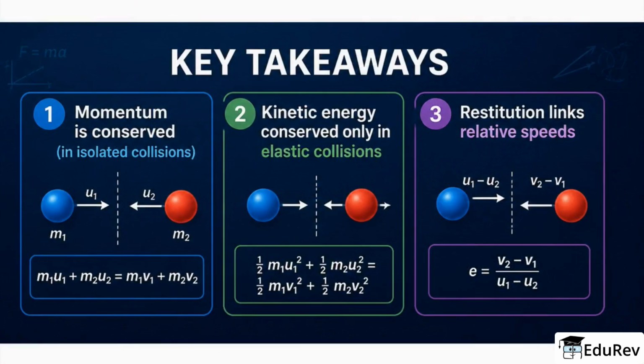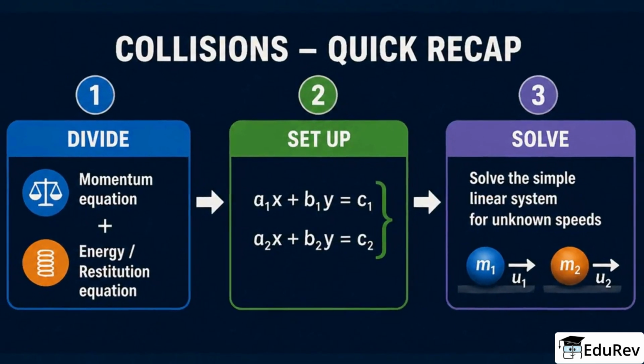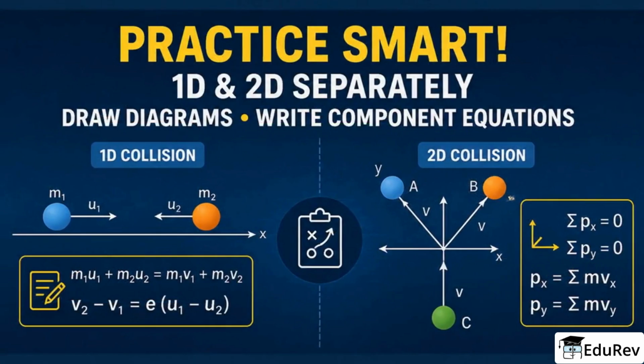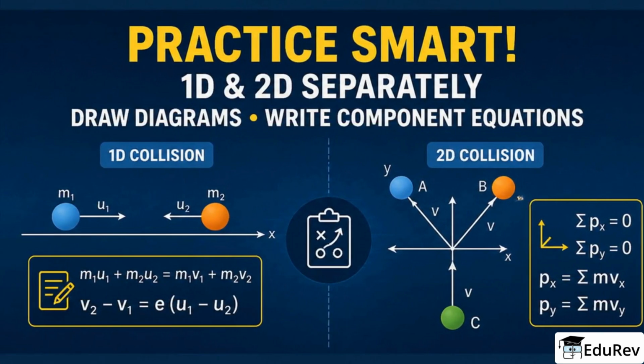So what do we learn from this? Momentum is always conserved in isolated collisions. Kinetic energy is conserved only in elastic cases, and the restitution relation links relative speeds. Let us quickly remember. Divide problems into momentum equation and energy or restitution equation, and solve the simple linear system for unknown speeds. Keep practicing one-dimensional and two-dimensional cases separately, draw clear diagrams, and write component equations.